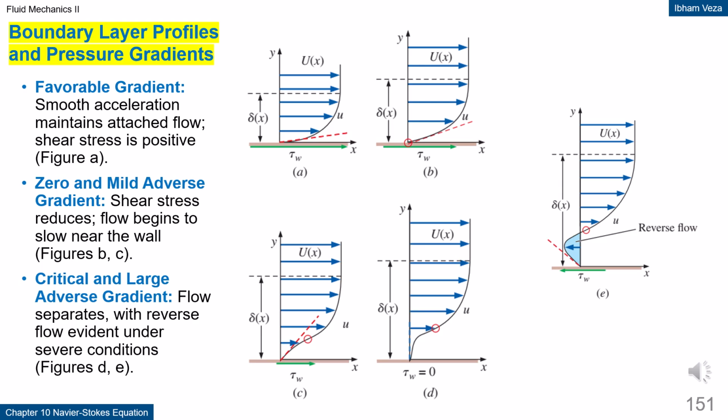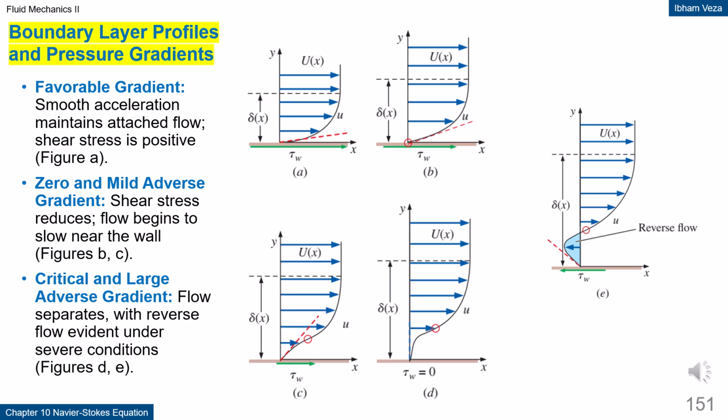The boundary layer behavior is strongly influenced by the pressure gradient along the surface. Under a favorable pressure gradient, the flow accelerates and the velocity profile remains attached to the wall with positive shear stress. For zero and mild adverse gradients, the flow starts to decelerate near the wall and the shear stress decreases.